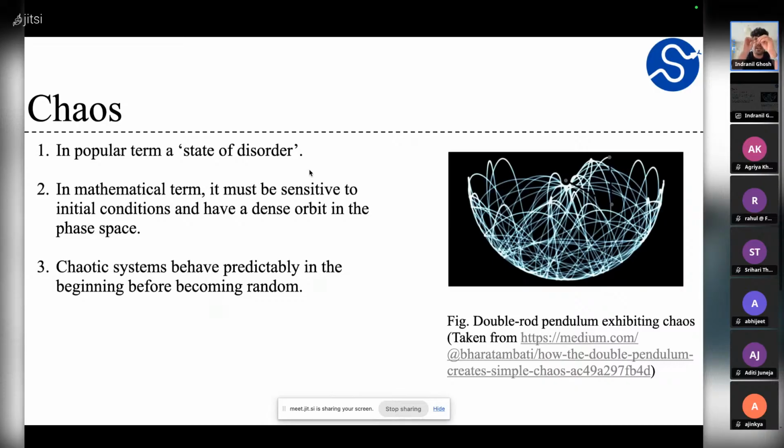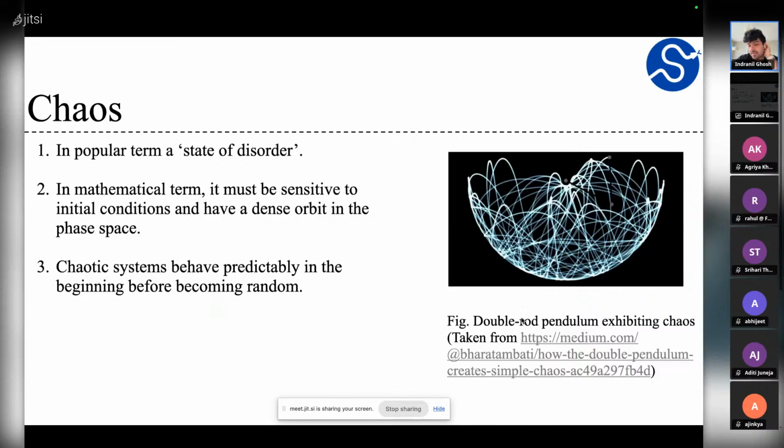So a slight perturbation to that initial condition will vastly change the end product of the whole simulation, or the whole dynamical system. So that's a signature of chaos. And also, if you plot some of the variables of that system on a 2D space like this here, you'll see that the space gets filled up pretty fast over time. So that's what it means, a dense orbit.